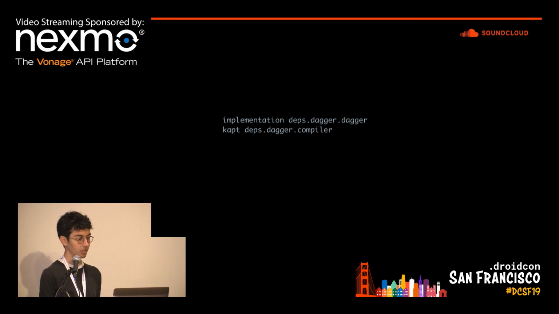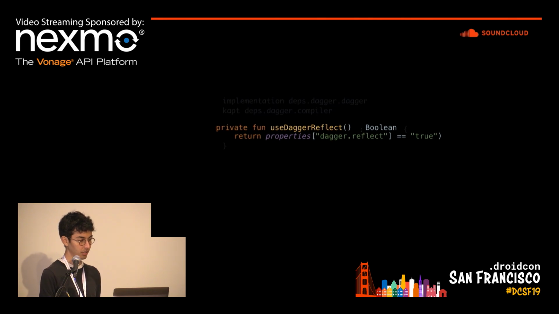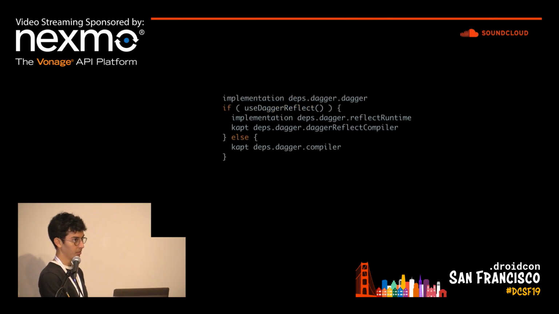First, you want to create a function to switch between the two, and you can use a Gradle property. And if you set this Gradle property to true, then you should use Dagger Reflect. This is kind of like a very simple version of what we have in our code base. So then this is what your build.gradle file looks like for that module. So where we had before, if you're using Dagger Reflect, use the Dagger Reflect runtime as well as the Dagger Reflect compiler. Otherwise, just use regular Dagger.